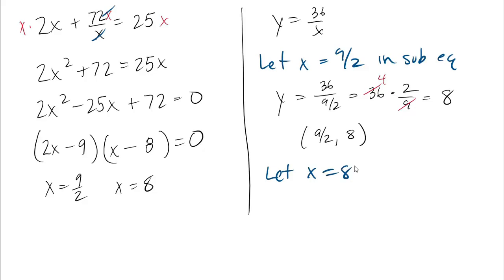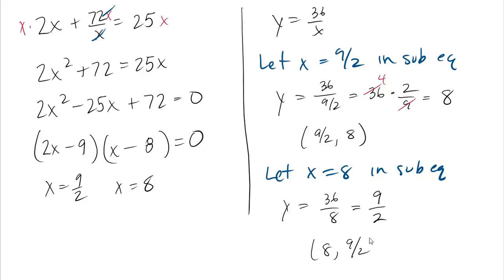If I let x equal 8 in the substitution equation, then I get y equals 36 over 8. The numerator and denominator are both divisible by 4. 36 divided by 4 is 9. 8 divided by 4 is 2. And I get 9 halves. So when x is 8, y is 9 halves. And as we predicted, these two solutions really go together. It's just a matter of whether x is the short side or if x is the long side.